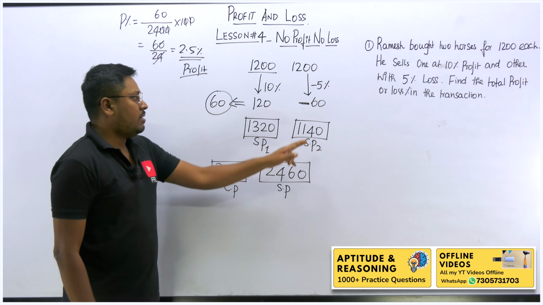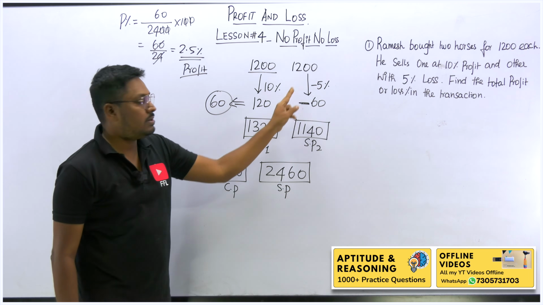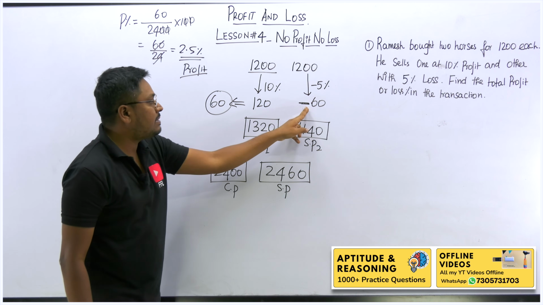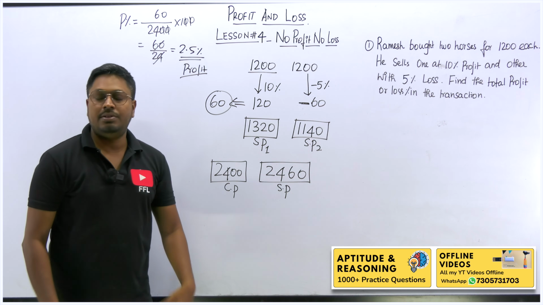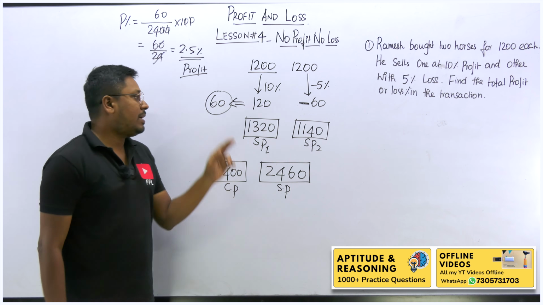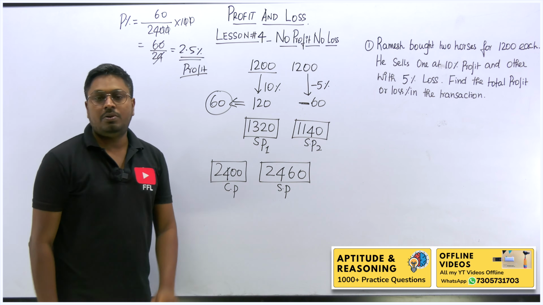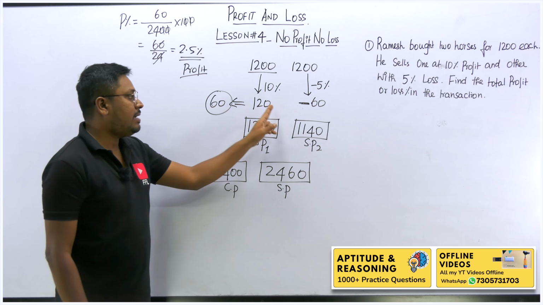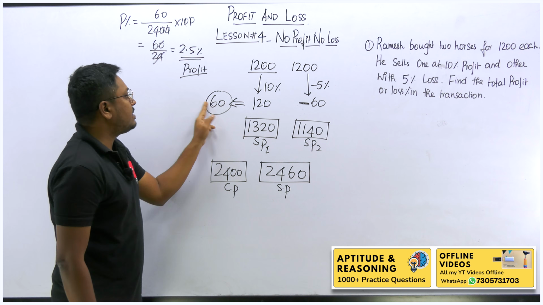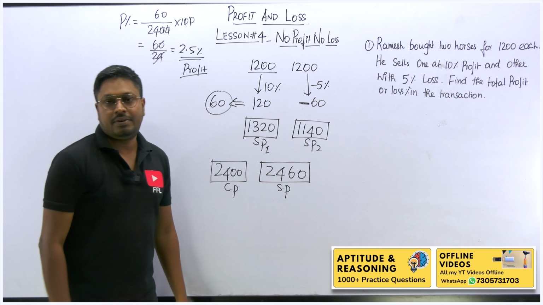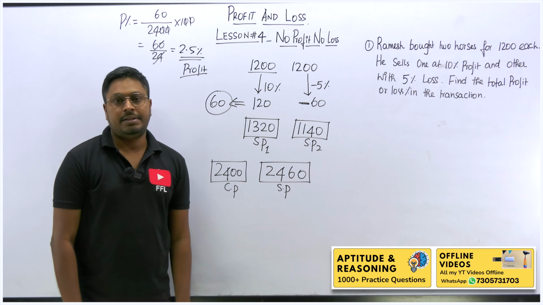That's it. Understood or not? At 5% loss it is minus 60, and 120 is the profit. So 120 minus 60, the resultant answer is 60, which means the total profit you got is 60 rupees. You don't need to add and subtract with the totals. You can do it directly here itself. In case you get a negative answer, then it is a loss. If you get a positive answer, then it is a profit. That's it, you can find it, right?